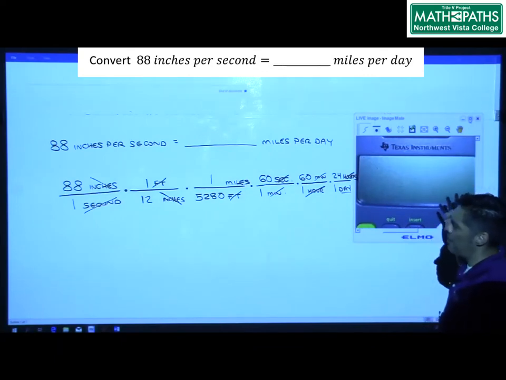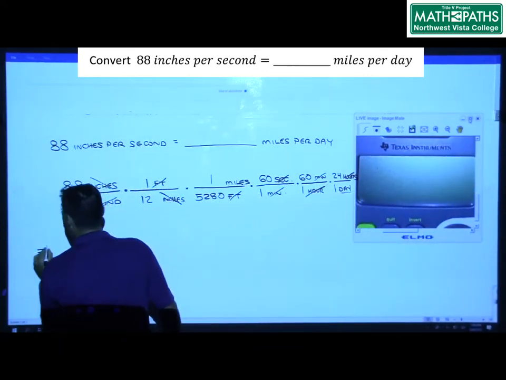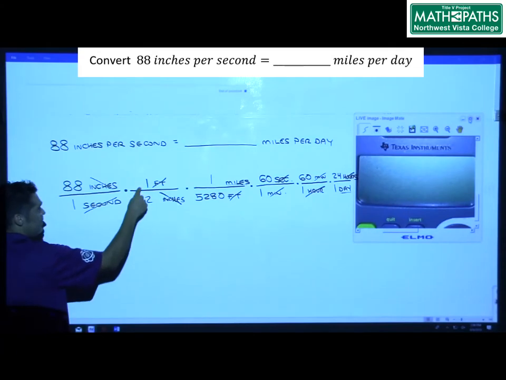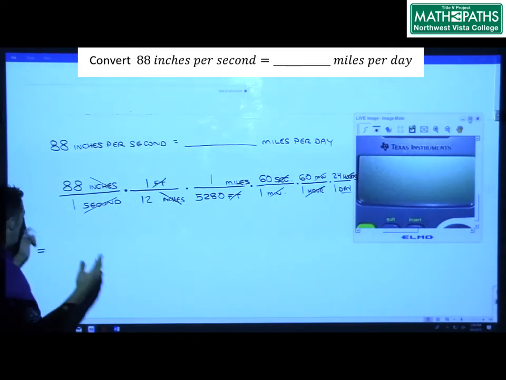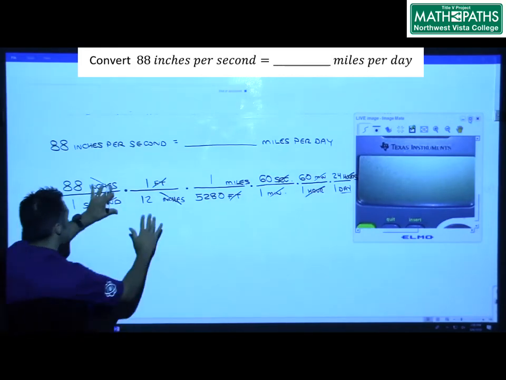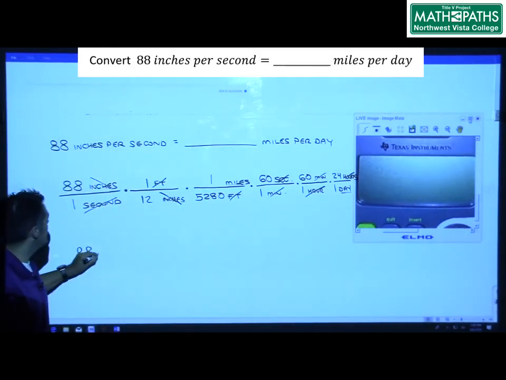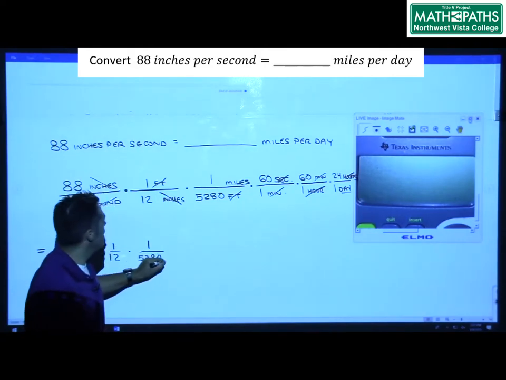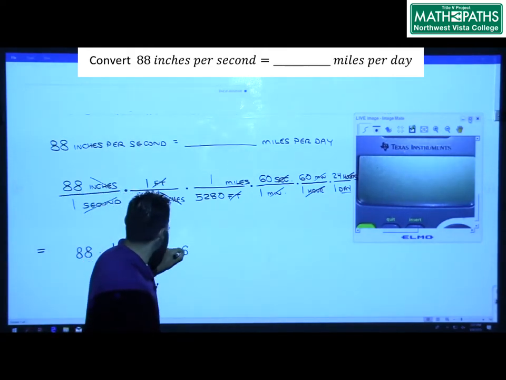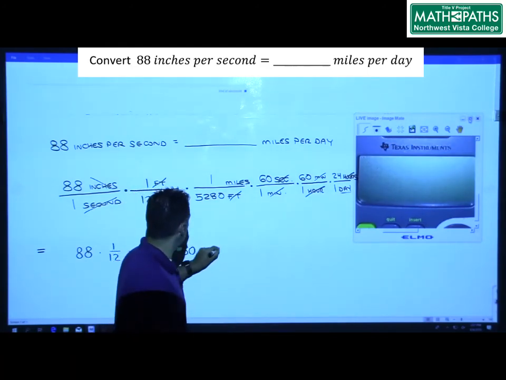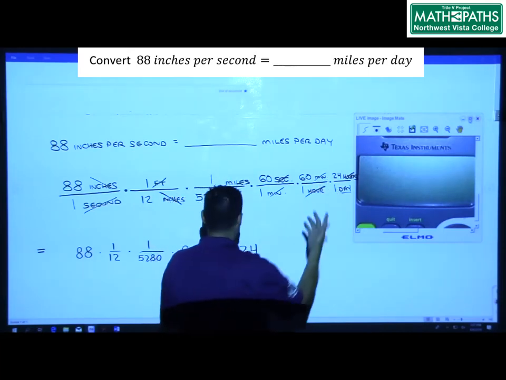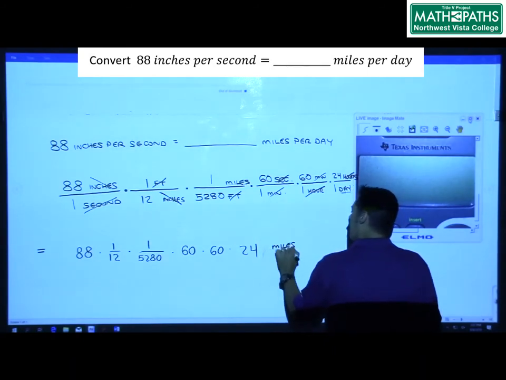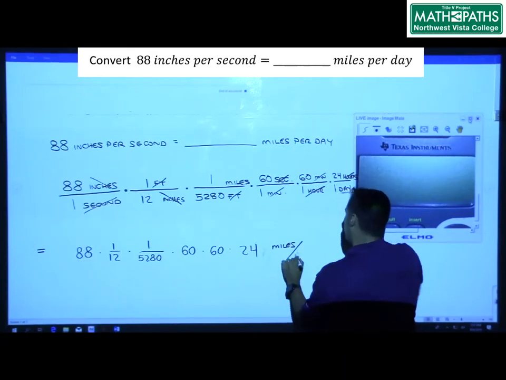And now I need to get on my calculator and do this. Well, we can do kind of the shortcut here, which is to use the fact that multiplying by this fraction is the same as dividing by its reciprocal. So I'm actually going to write this out just to convince ourselves. All these units are gone, so I have 88 times 1/12, then times 1 over 5,280, and then times 60 over 1 is 60, 60 over 1 is 60, and then 24 over 1 as 24, and then finally this is our units, which is going to be miles per day.